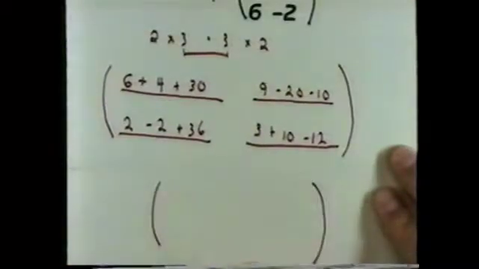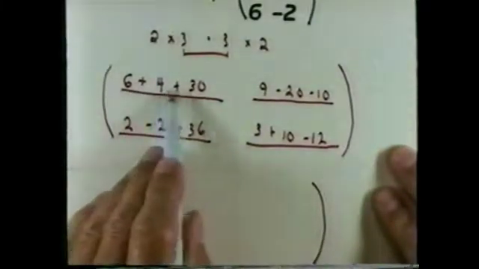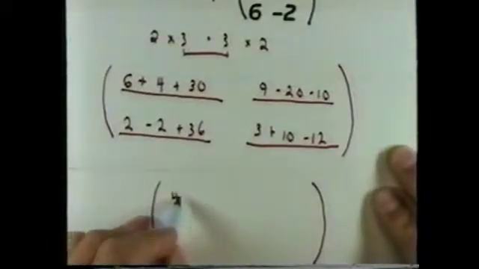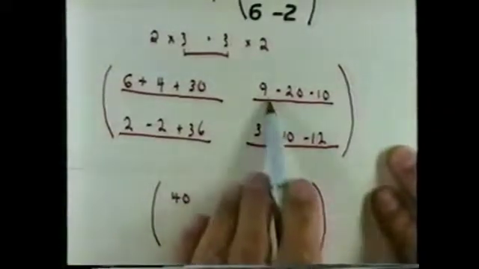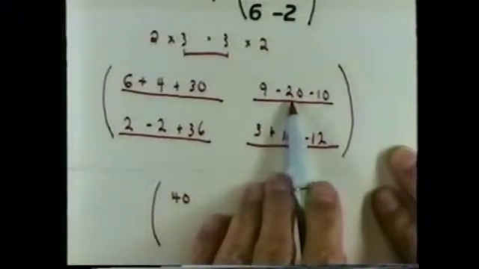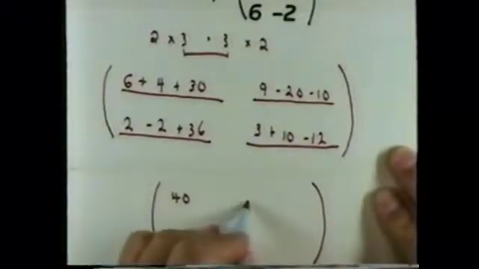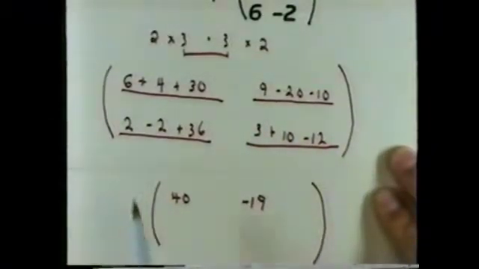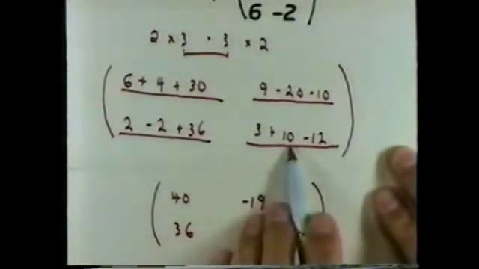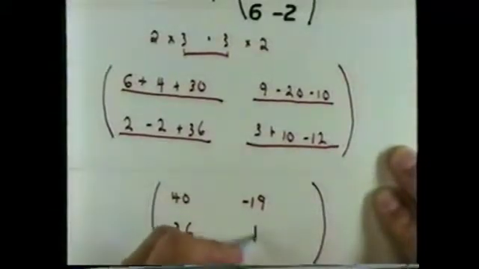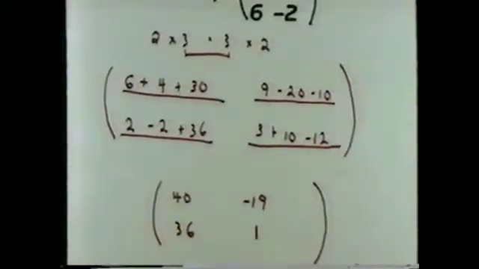Simply finish adding to get my answer. 6 and 4 is 10. 30 and 10 is 40. 9 minus 20 is negative 11. Minus 10 is negative 19. 2 minus 2 is 0. 0 plus 36 is 36. 3 plus 10 is 13. 13 minus 12 is 1. So there's your answer.